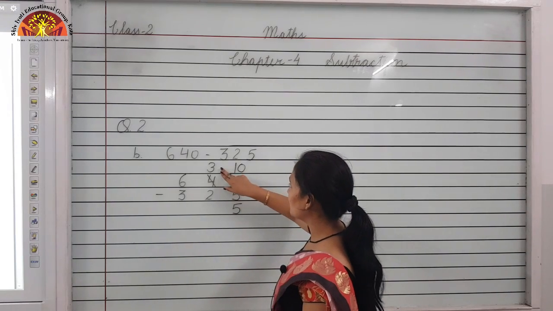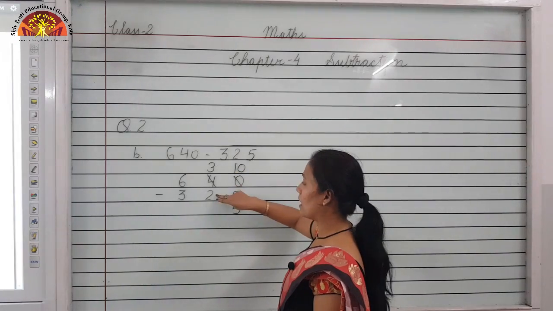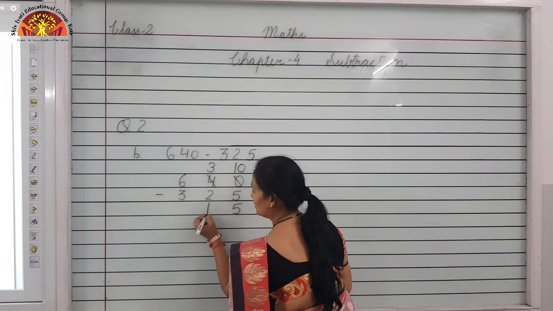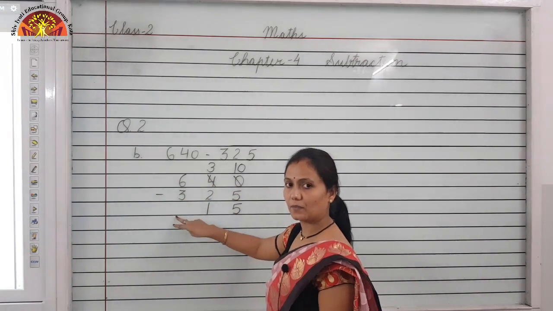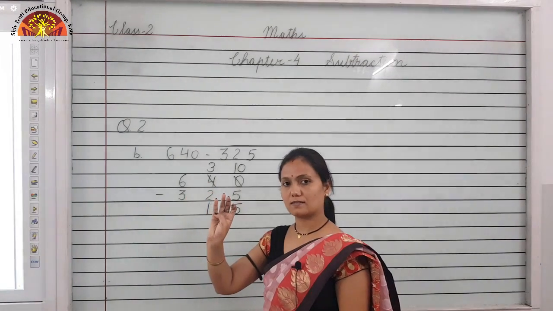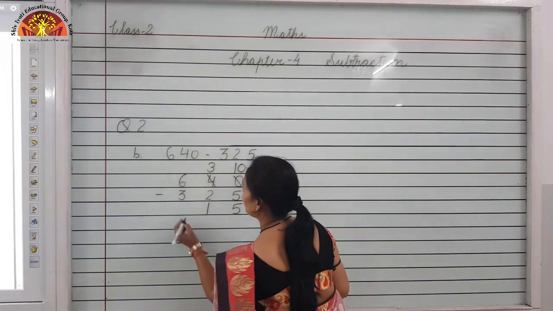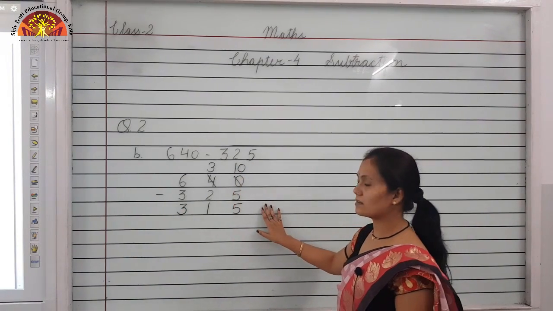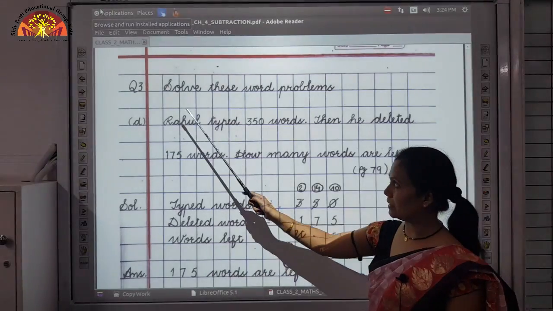Now second, we have to subtract 2 from 3. So count after 2, 3 means only 1. So 3 minus 2 is 1. Next is 6 minus 3. Count after 3, 4, 5, 6. How many? 1, 2, 3. So your number is 3. 6 minus 3 is 3. So your answer is 350. Now we will do question number 3.